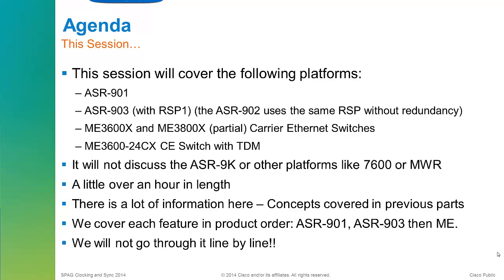And then we have the same carrier Ethernet family, but there's a special version called the 24CX, which does have TDM interfaces and does have inputs and outputs for phase and time of day. Throughout this presentation, rather than constantly call it the ME3600-24CX, I'll just call it the 24CX. I won't talk about the 9K. I also won't talk about the 7600 or legacy products like the MWR, although I will refer to some slight differences where they turn up.